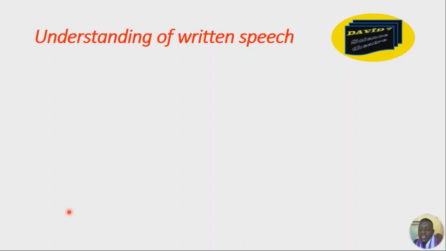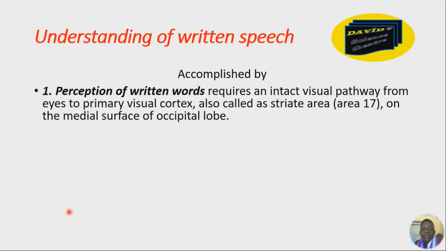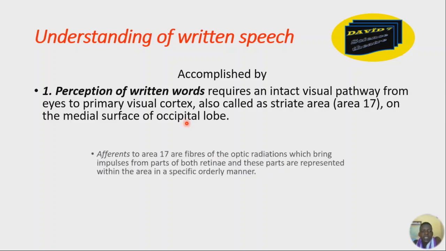So how do you understand written speech? One, we must perceive these words, which requires an intact visual pathway. You use the eyes to the primary visual cortex, that is striate area 17 on the medial surface of the occipital lobe. The occipital lobe is basically the visual cortex.